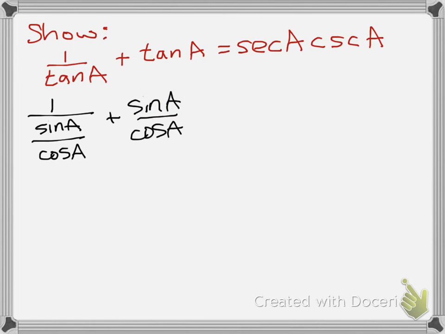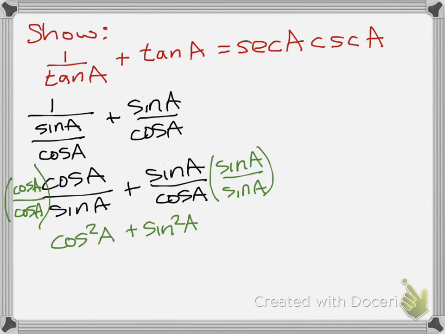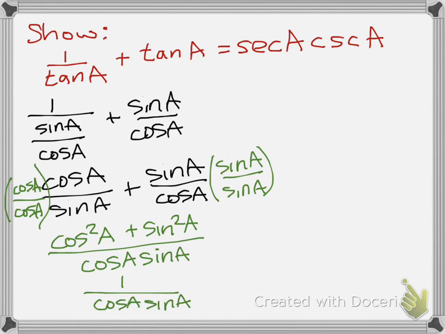This way we can flip the first term and say that it is cosine A over sine A plus sine A over cosine A. Now we can get a common denominator, and we can multiply the right by sine A, the left by cosine A. So we end up with cosine squared A plus sine squared A on the top, and then cosine A sine A on the bottom. We already know that cosine squared A plus sine squared A is 1, and then we can just leave cosine A sine A on the bottom.